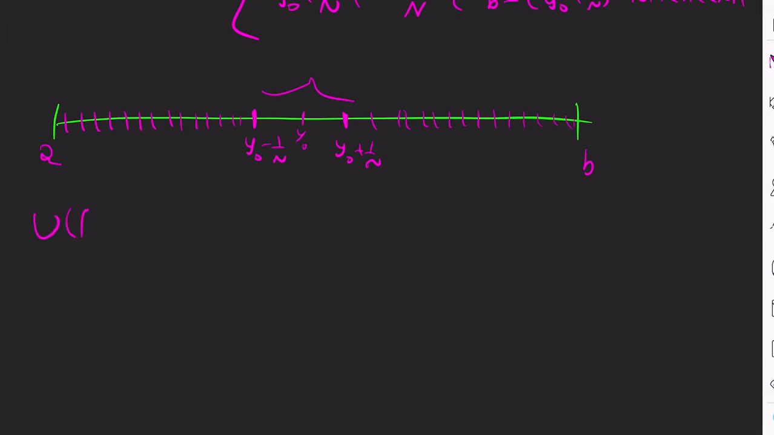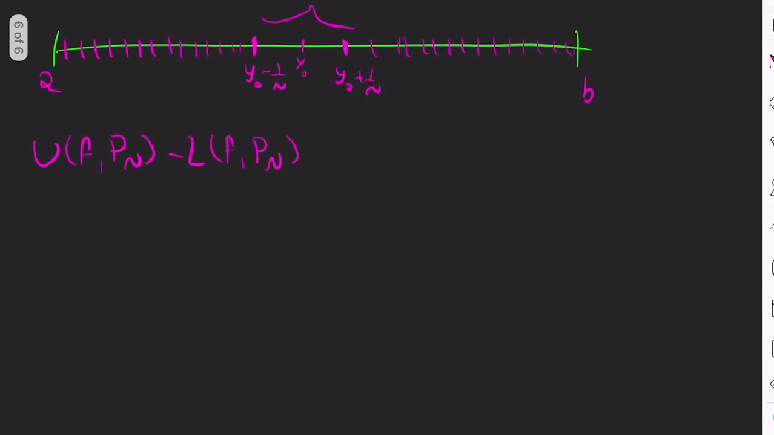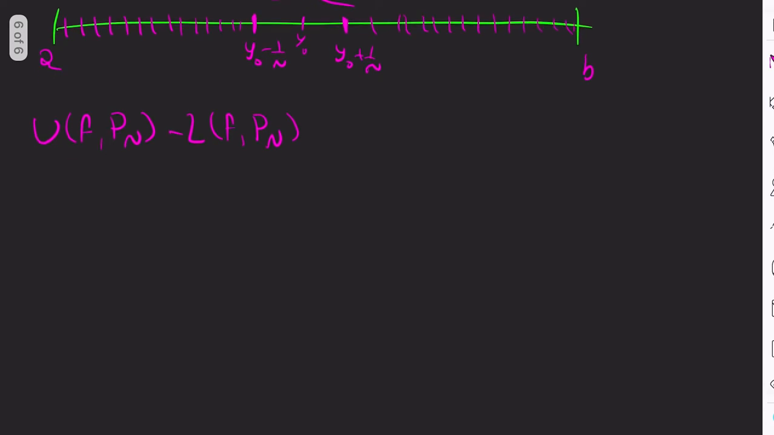So, our ultimate goal here is to simply look at what's the difference between the upper sum and the lower sum? Because if that gets small as n goes to infinity, then we get Riemann integrability. So I'm going to split this into 3 parts. I'm going to do this in light blue.